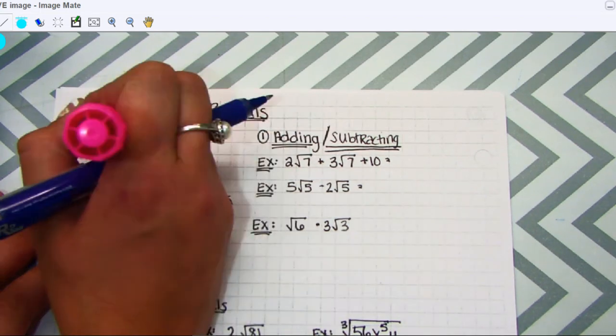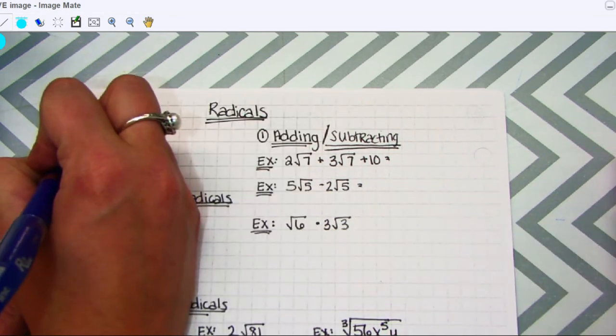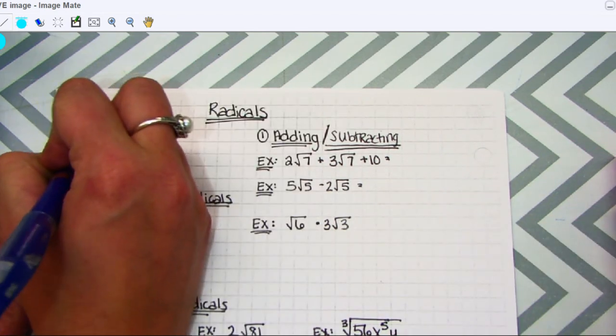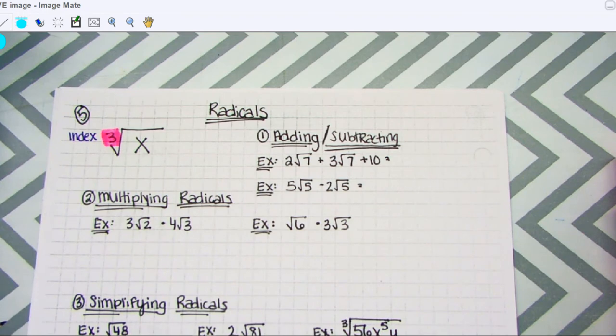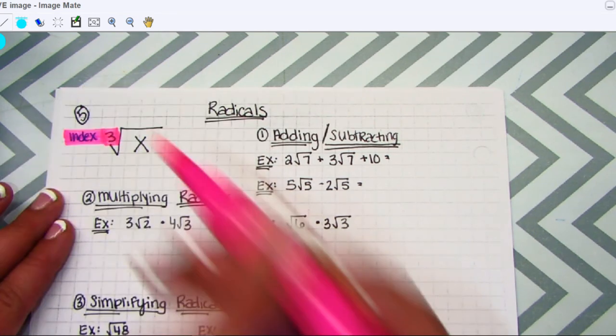All right, this little 3 is called the index. So the index, if it's a square root, we don't put the 2. It's just called square root. But this is referred to as the index. The 3 is called an index.